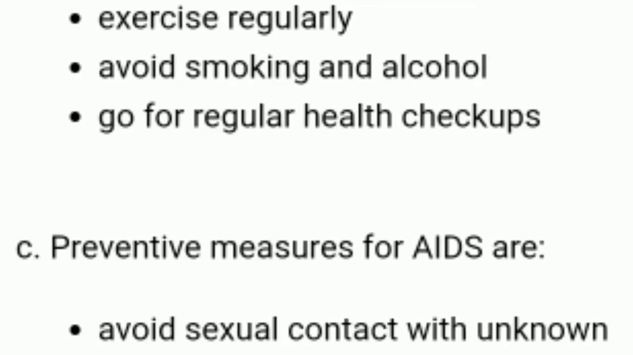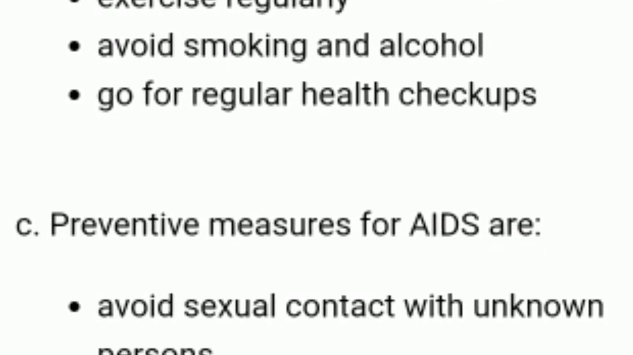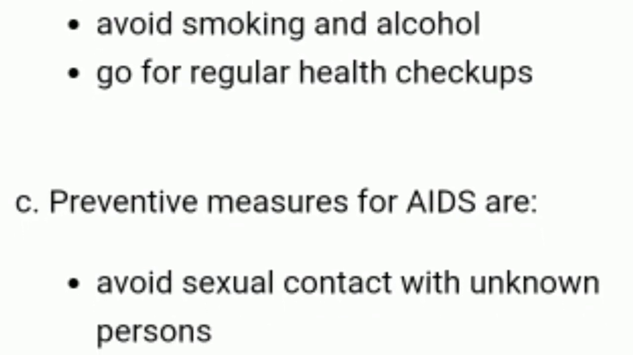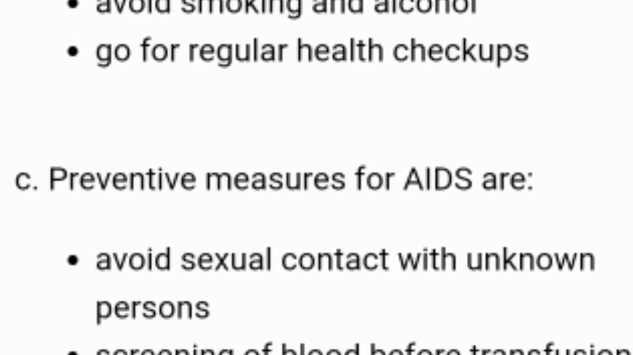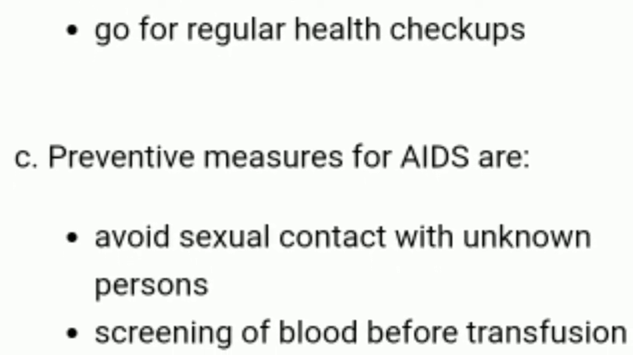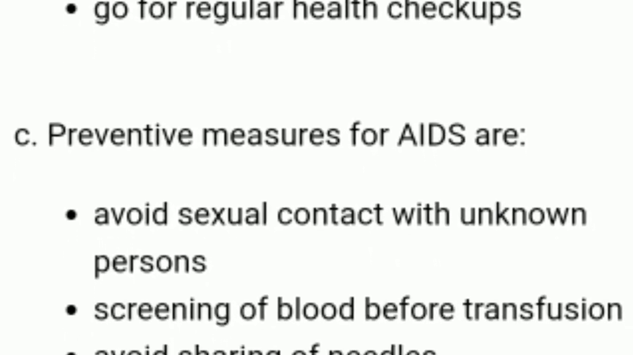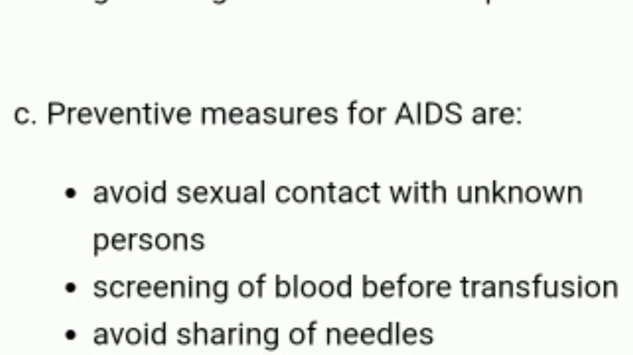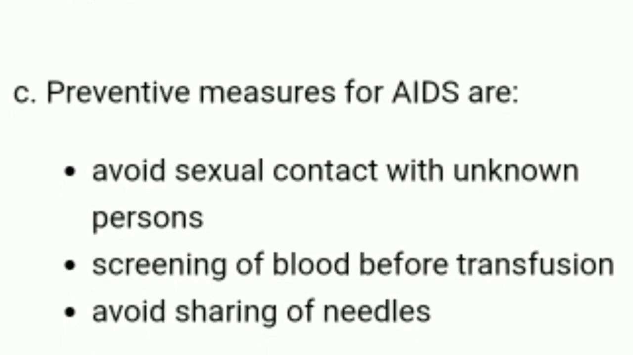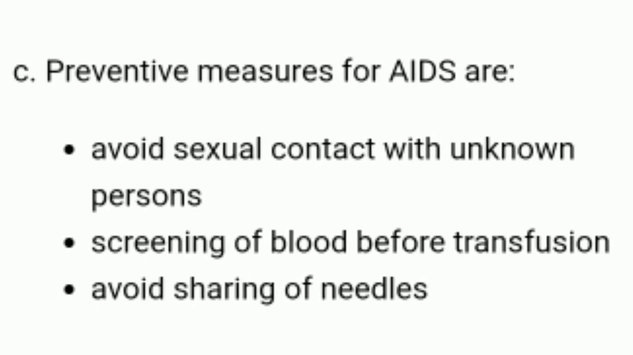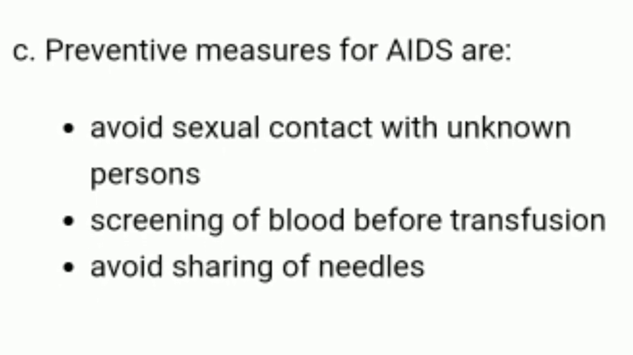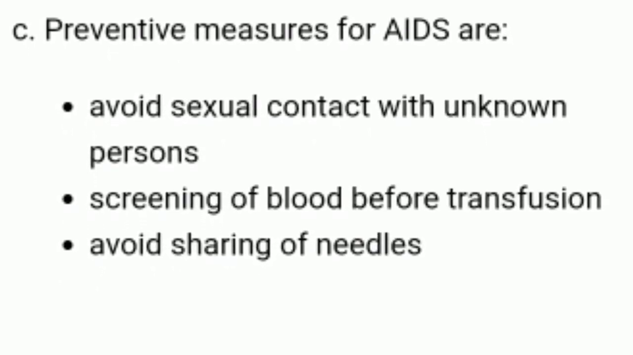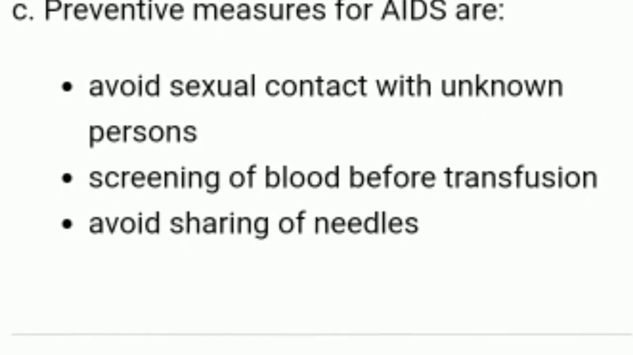Now, third, the prevention measures for AIDS are: first, avoid sexual contact with unknown persons. Okay, this means prevention of AIDS, acquired immunodeficiency syndrome. Second point, screening of blood before transfusion. When you transfuse blood, you first screen it, means check it. And third point is avoid sharing of needles. That's why needles are disposed of.